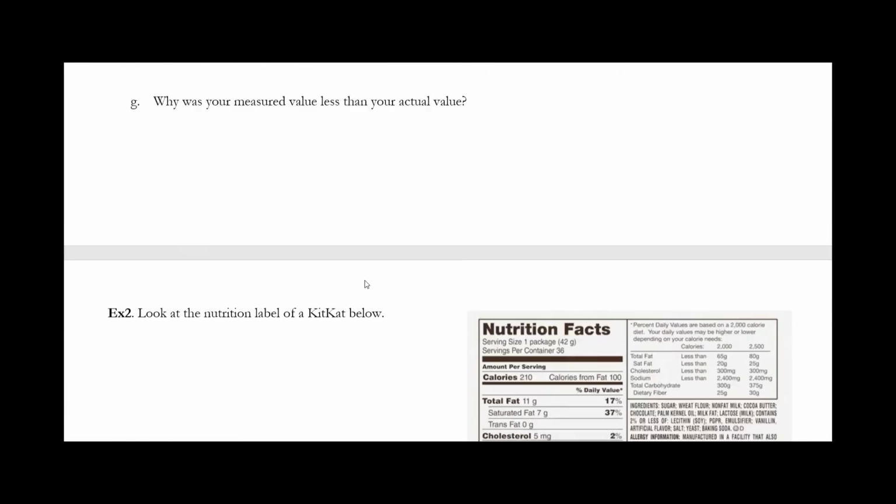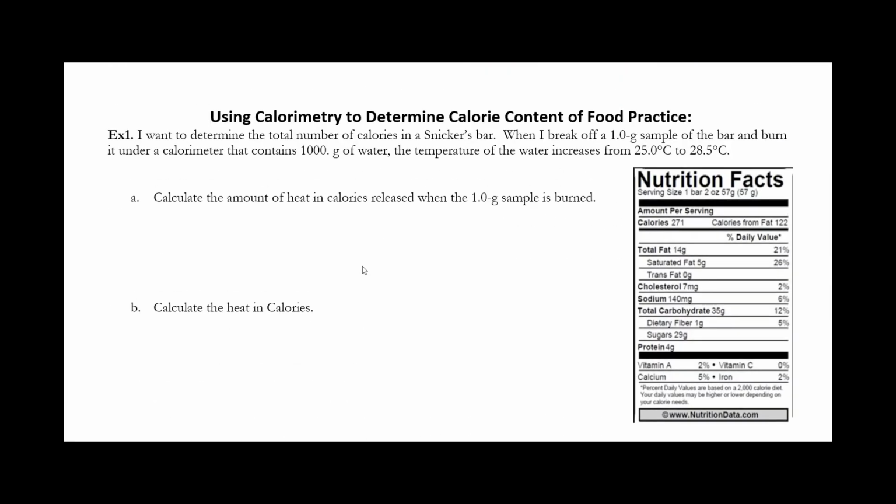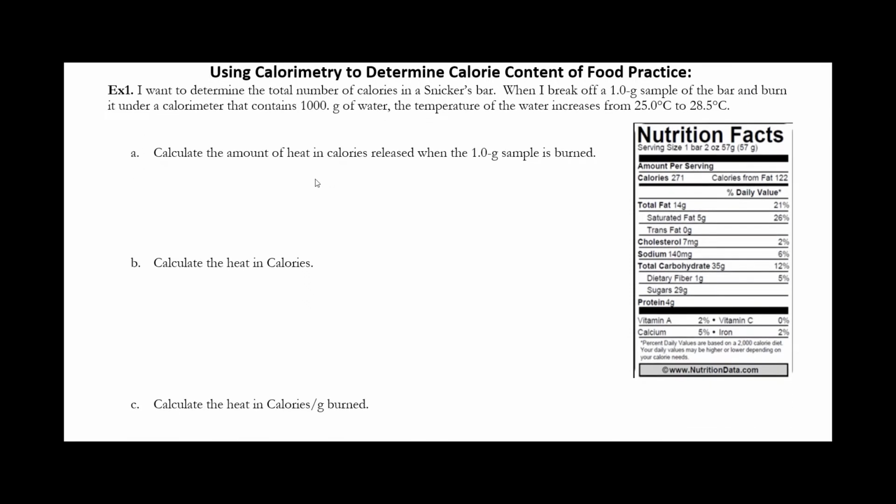Okay, so let's look at the first example. You've already done it, but you're going to double check your work now because you didn't have me doing it with you. So it says, I want to determine the total number of calories in a Snickers bar. When I break off a 1 gram sample of the bar and burn it under the calorimeter, a calorimeter that contains 1,000 grams of water, the temperature of the water increases from 25 degrees Celsius to 28.5.